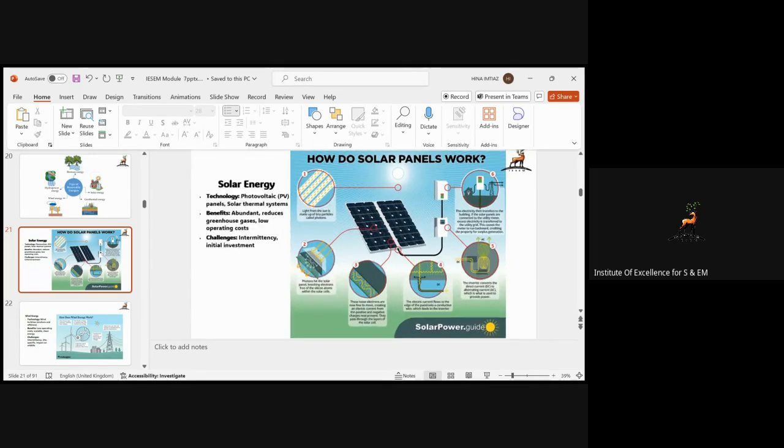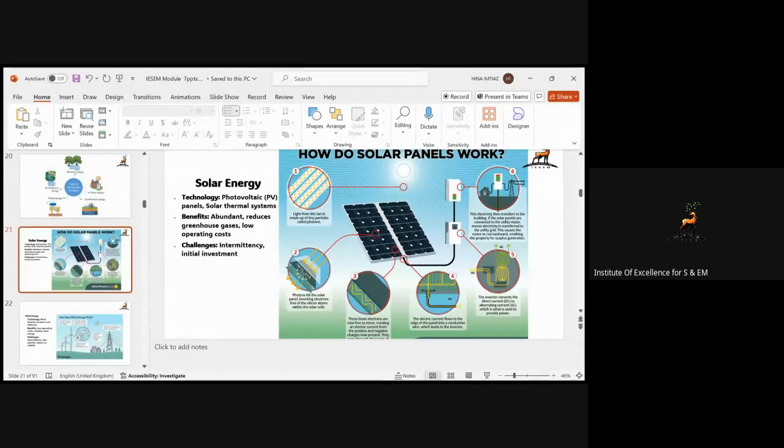So in this technology, we are using photovoltaic cells and solar thermal systems, and the benefit is that we have sunlight abundantly. We don't have to pay any fee or any cost in using the sunlight, because sunlight is a natural resource, and it reduces the greenhouse gases, which is very good news for the environment, and it protects our environment.